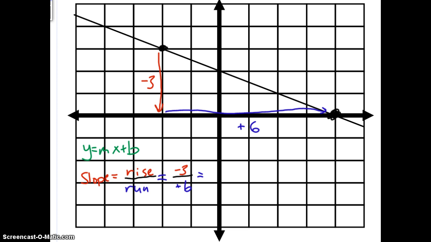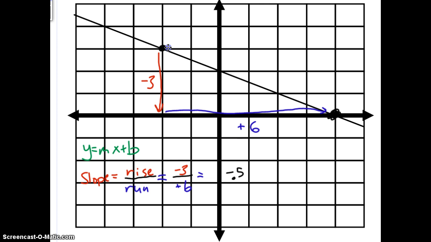So my slope is -3 divided by 6. You could go 1/2 or -1/2, or you can go -0.5. That's what I'm going to do in this case. I'm going to go -0.5. So it's a decimal, and that's okay. My slope in this case is -0.5.